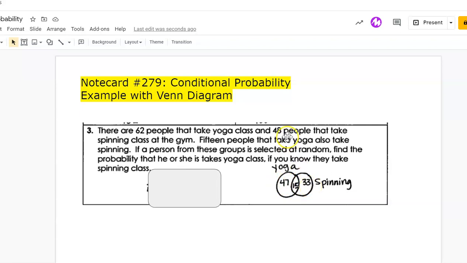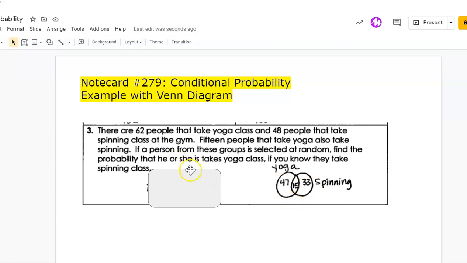Now, it says 48 people take spinning. So from that, I know 15 do both. So I do 48 minus 15 and get that 33 just take spinning. Now, it said a total of 62 people take yoga. So I do 62 minus 15 and I get 47. Okay, so that's how those numbers are generated. So here's your Venn diagram.